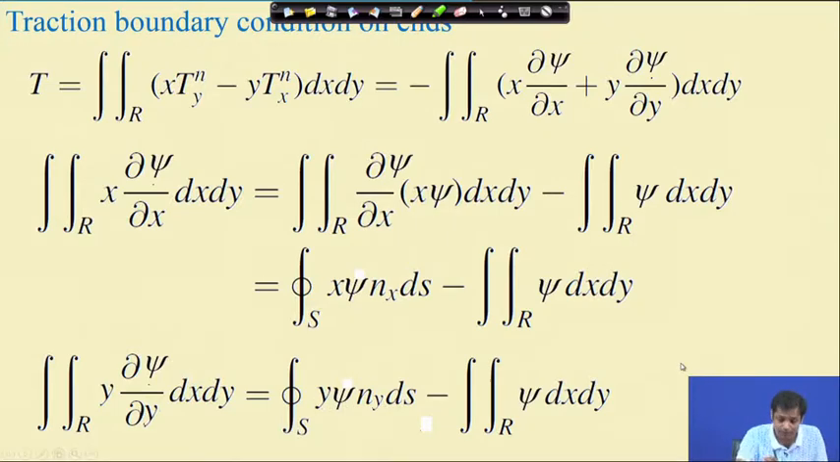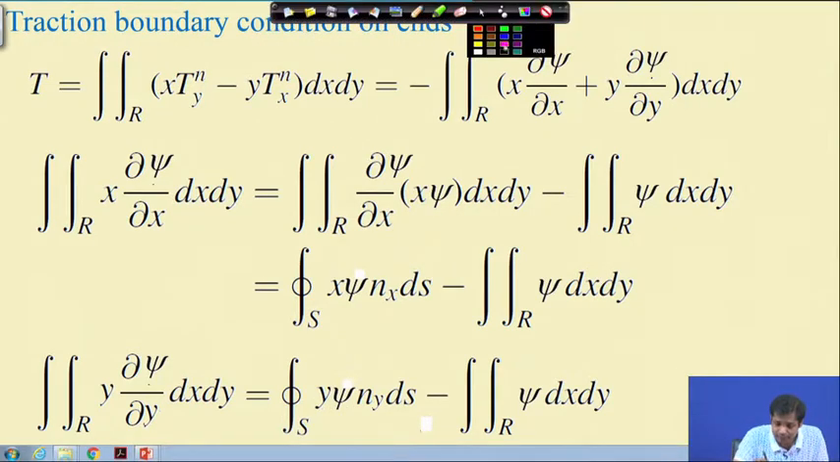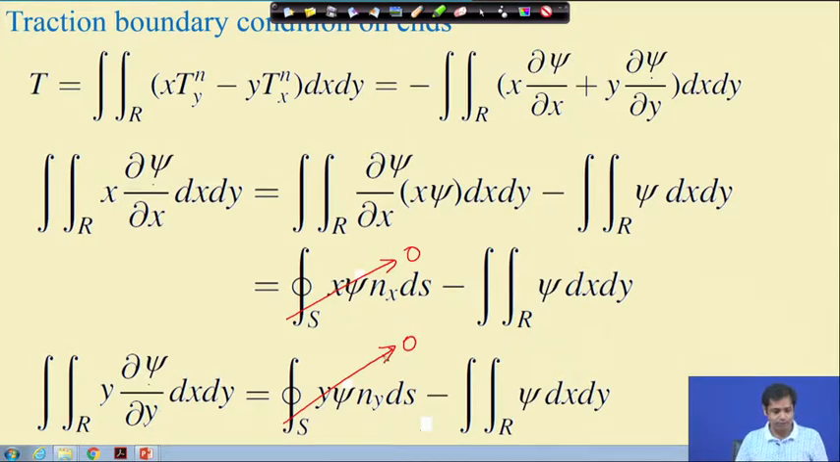Now look at this expression. Again the same condition: phi is chosen such that it vanishes at the boundary. So straight away this becomes 0, and in this case also straight away this becomes 0. So T is equal to, we are left with only this part and this part.